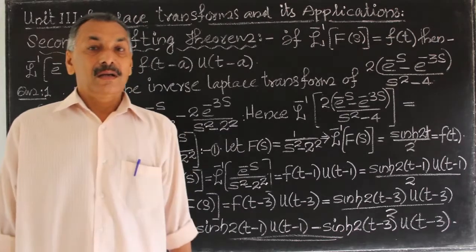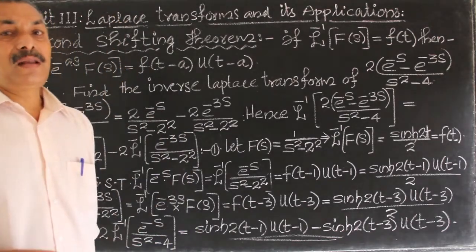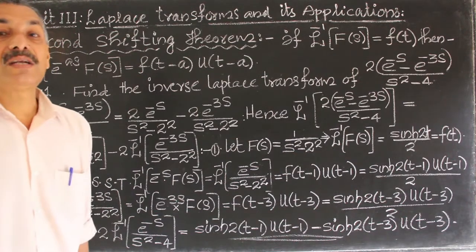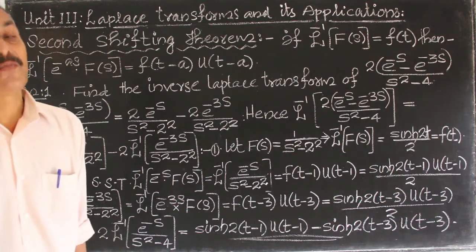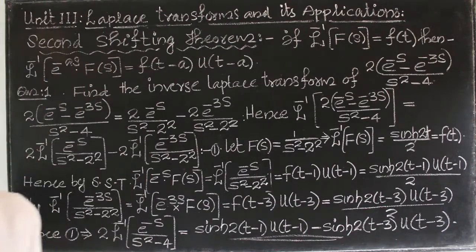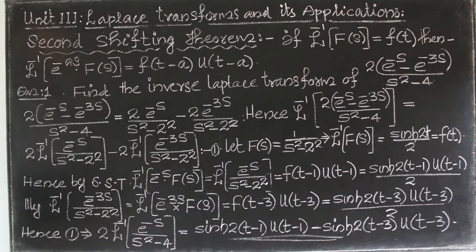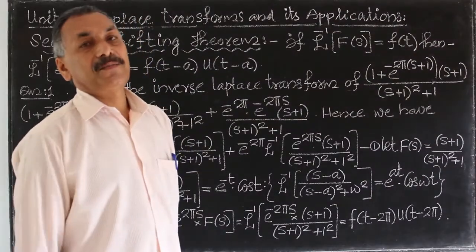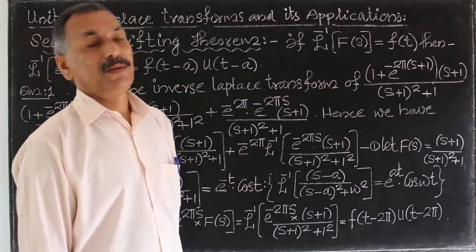Okay? That is, inverse of F(s) is f(t), then inverse of e raised to minus as into F(s) is equal to f(t minus a) into u(t minus a). This is a problem. Let us save this, and save it to the notes. Using second shifting theorem, consider another problem.